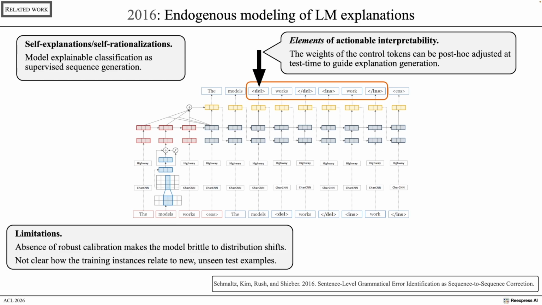We can then guide generation, and by extension, the final classification decision, by modifying the weights of the explanation control tokens. But the absence of robust calibration makes each of those branching decisions brittle to distribution shifts, which we address with the new method today. It's also not clear how the training instances relate to new, unseen test examples, which we turn to next.